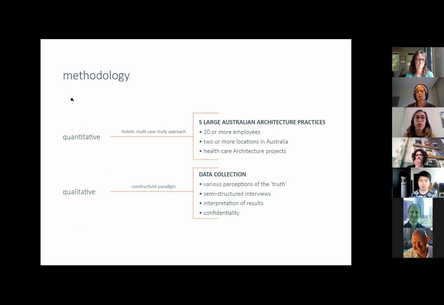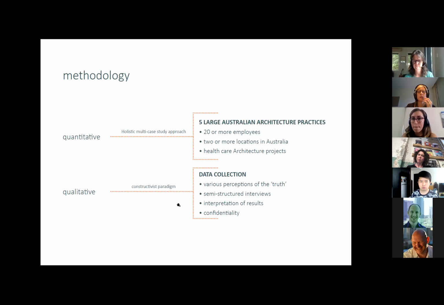Okay, so just quickly about the methodology. Can you see this slide? Okay. Yep. Okay, great. So this thesis uses a holistic multi-case study approach, which is essentially quantitatively selecting 5 large Australian architecture practices as the case studies and narrowing the amount of variables between each case study in order to create more generalizable results. So those variables are narrowed essentially by having 2 or more locations in Australia, 20 or more employees, and making sure that those architecture practices undertake healthcare projects.